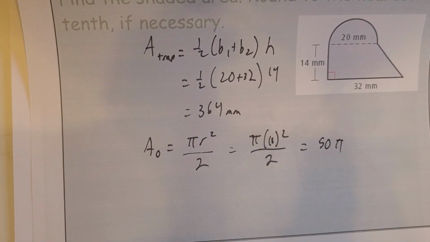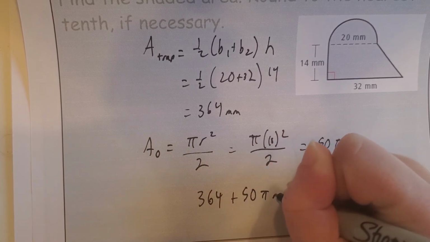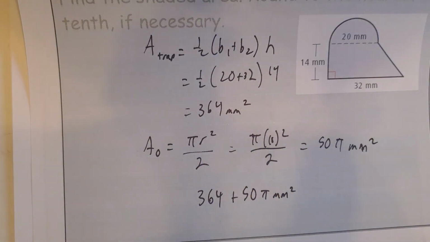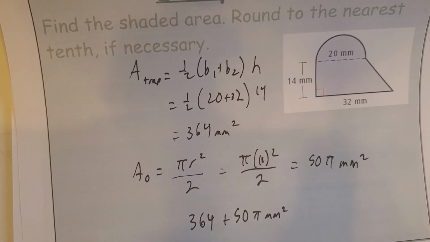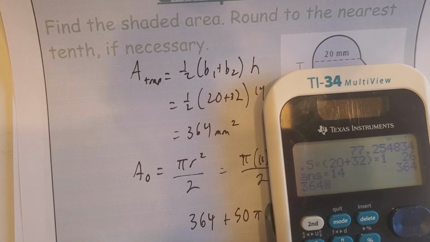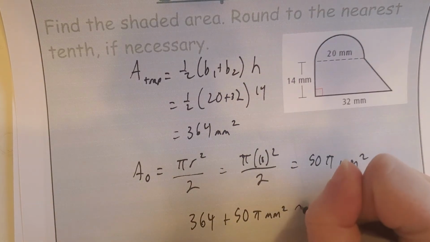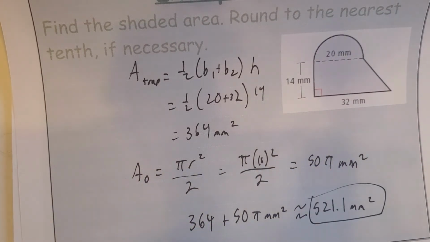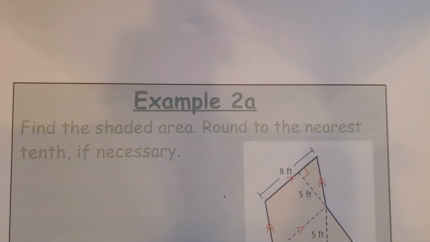So then the area of the whole figure is you're just taking those 2 things and you're adding them together. 364 plus 50 pi millimeters squared. If the question asked you for an exact answer, this is what I would be looking for. But since it does say round to the nearest 10th, we can plug that into our calculator and get an approximation, which is about 521.1 millimeters squared. Okay? All right.